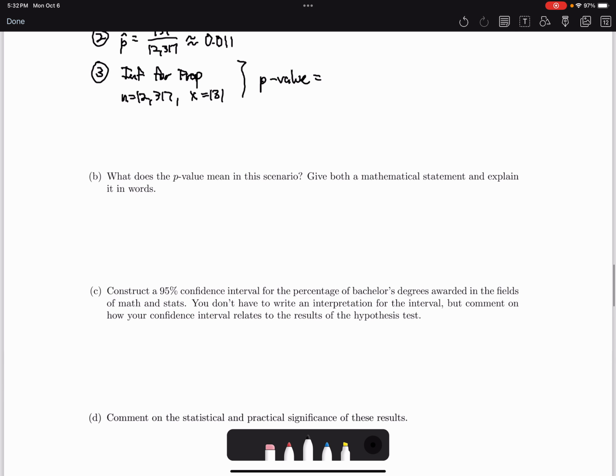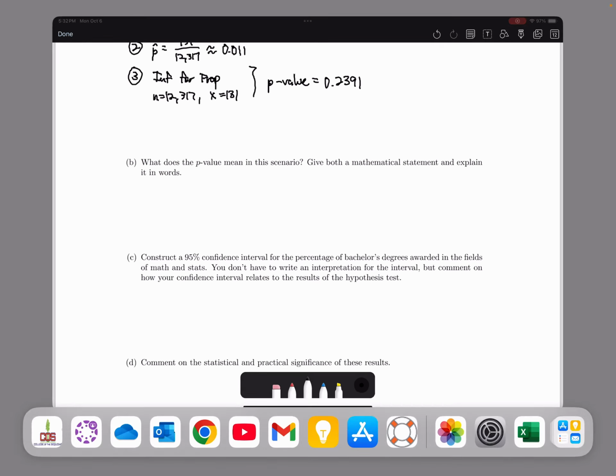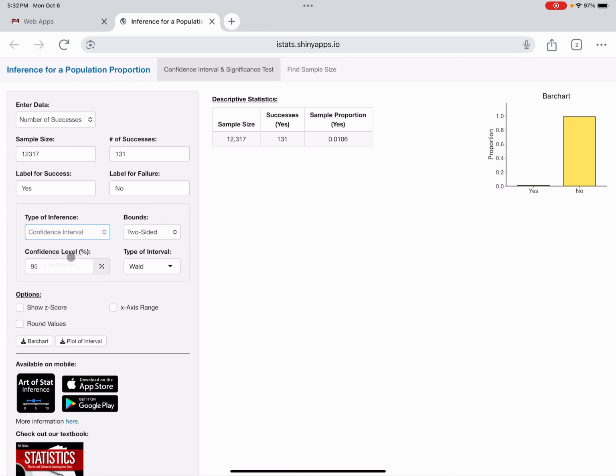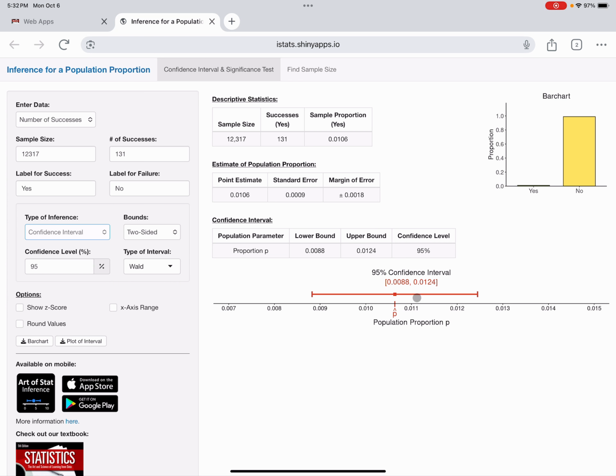All right, let's construct our 95% confidence interval while we can. So I'll change this from a significance test to a confidence interval. And there we go, 0.009 to 0.012.